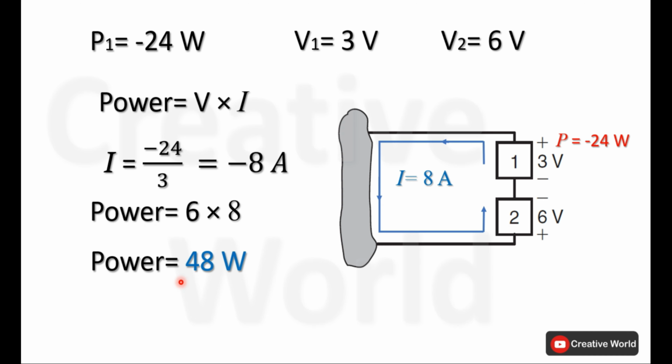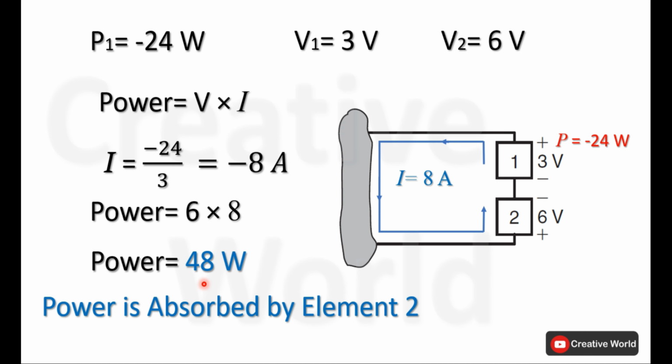This will be 48 watt, and here we have taken the current with positive sign because of the passive sign convention theory. Current is entering from the positive terminal of element 2 and leaving from the negative terminal of element 2. That's why we have taken the current with positive notation, and the power of element 2 is 48 watt. Because the power has positive magnitude, it is considered that the power is being absorbed by element 2.